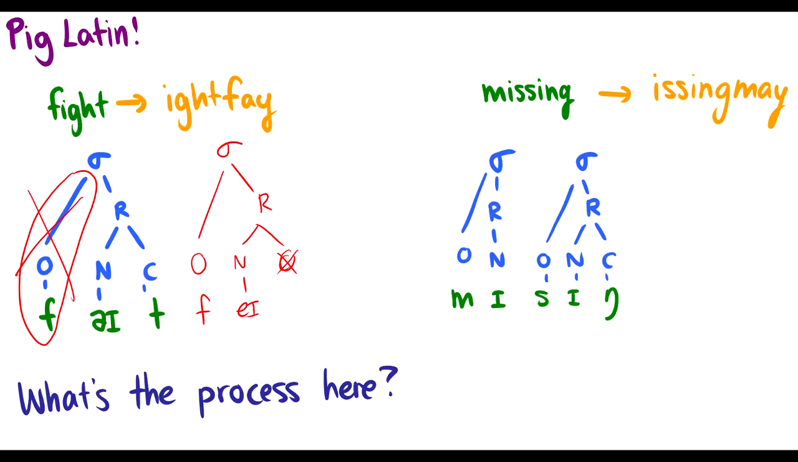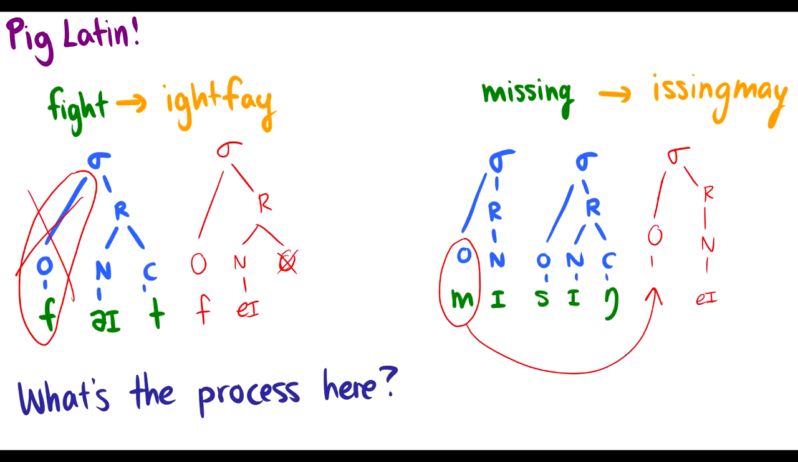What about in missing? Well, first we add the third syllable. We break it up. The nucleus is going to have A in it. And this onset here simply moves over here. It gets deleted. So issing-may. So that's the process here. We take the first onset, we create a new syllable at the very end, we make its nucleus A, and then we move the old first onset into that last syllable as that syllable's onset.